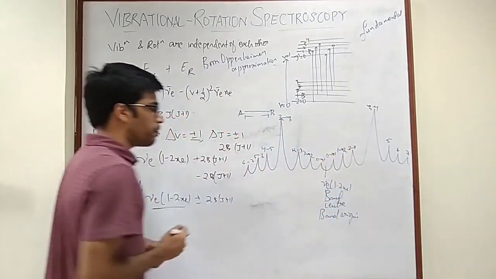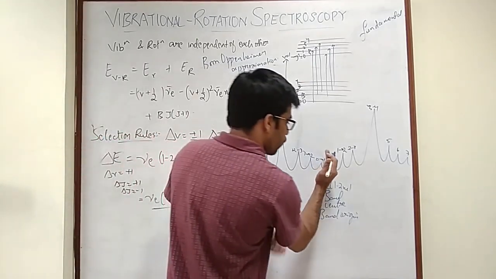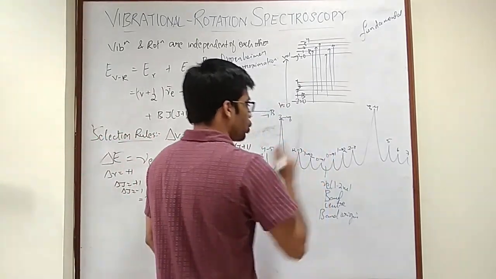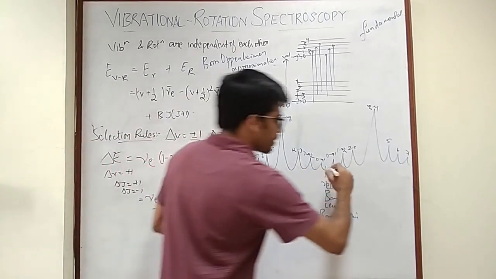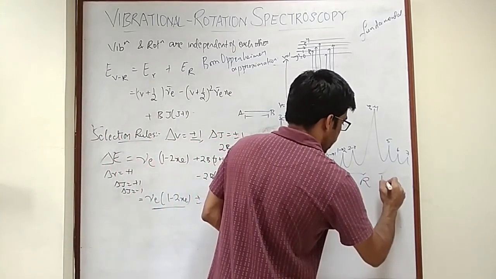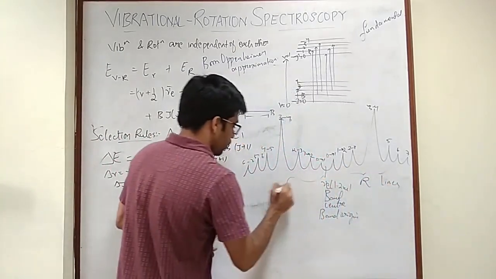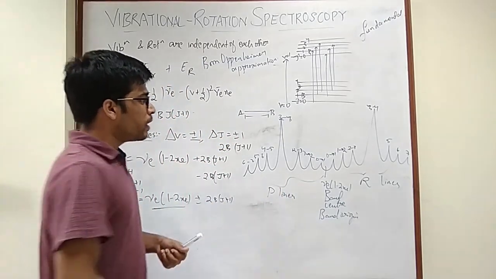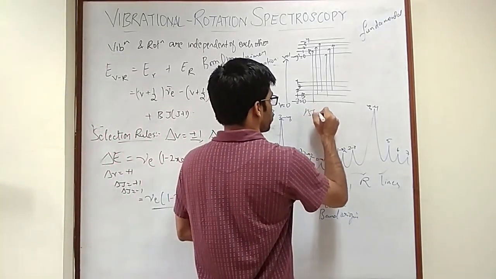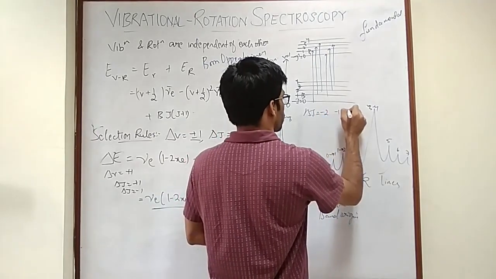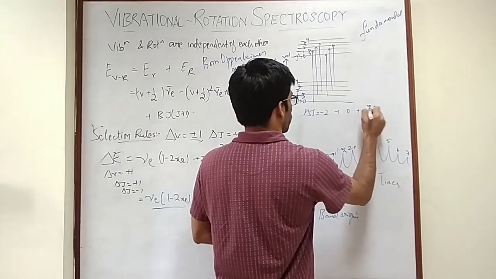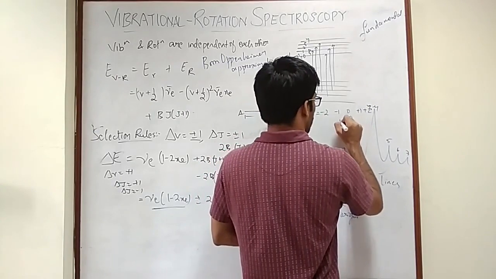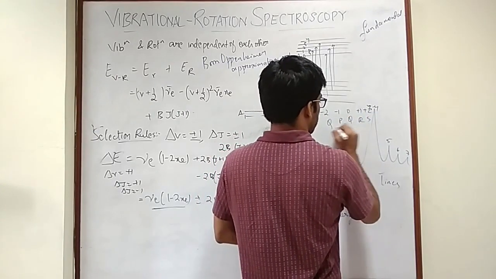So both have the same pattern. It's just that from one origin they are on two different sides. These lines are known as R lines. These lines are known as P lines. And how are they named? They are named delta J equals minus 2, minus 1, 0, plus 1, plus 2. So this will be Q, P, O, R, S.